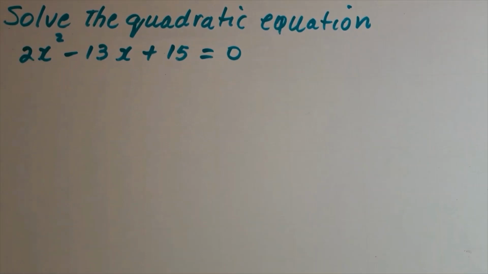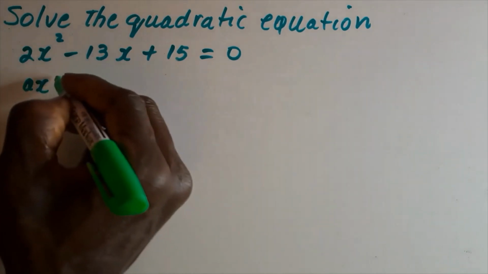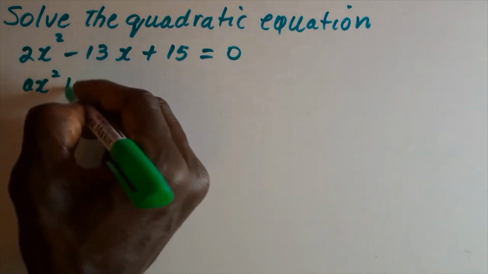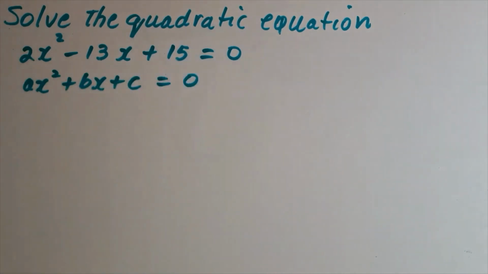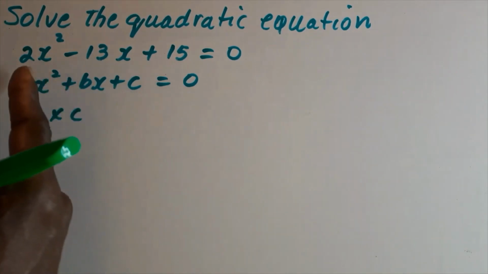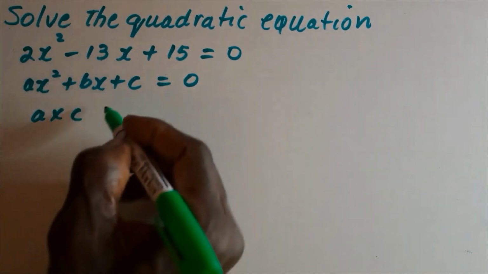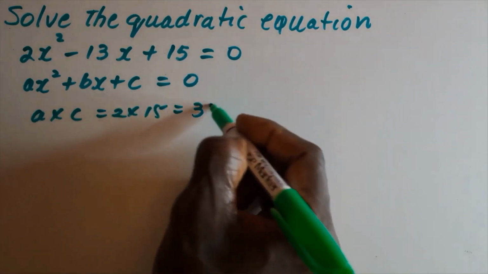Solve the quadratic equation. Well, we know the structure of a quadratic equation: ax squared plus bx plus c is equal to 0. And this follows that structure indicated here. We find the product of a times c. a is 2 and c is 15, so 2 times 15 gives us 30.